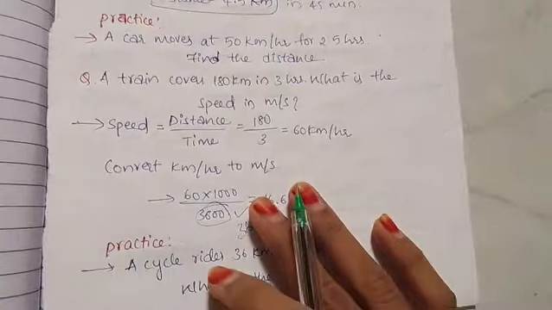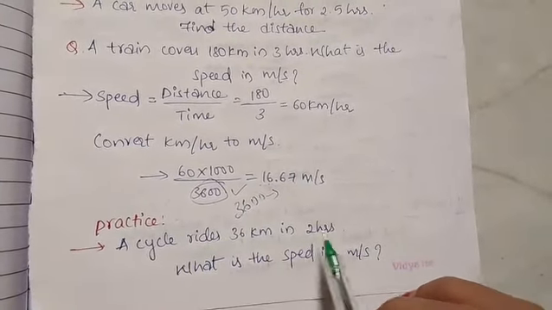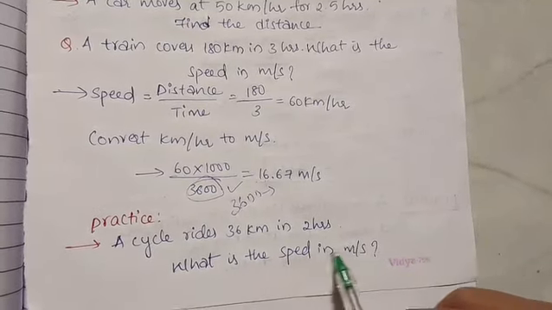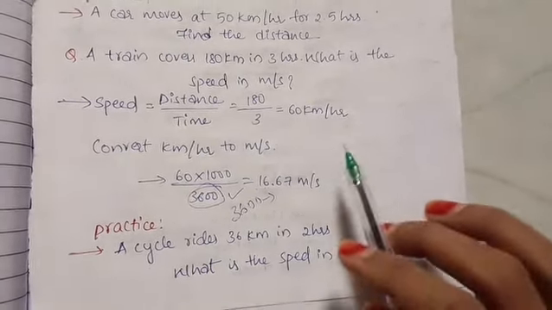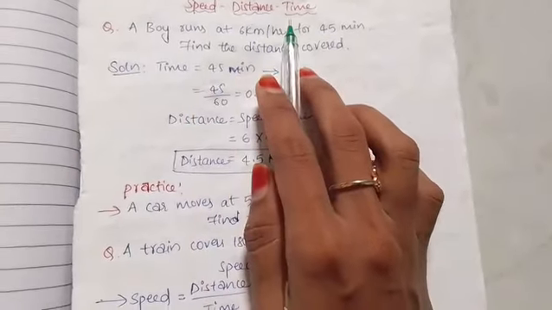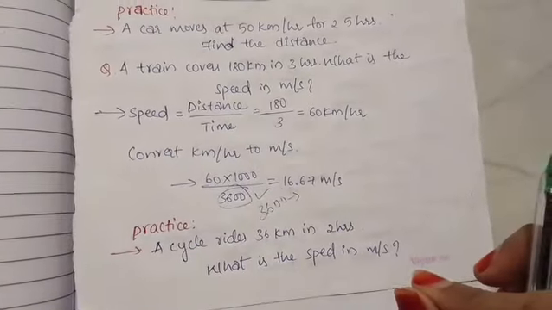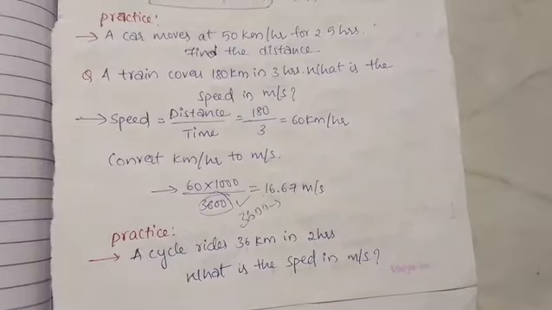Very simple, right? I have a practice question as well. A cycle rides 36 km in 2 hours. What is the speed in meter per second? When you practice, then only you will be perfect in this speed, distance and time related problems in aptitude. That's why make sure you practice while listening only.